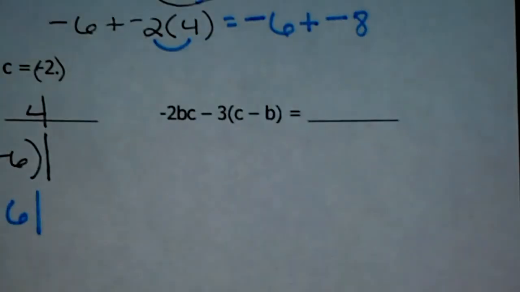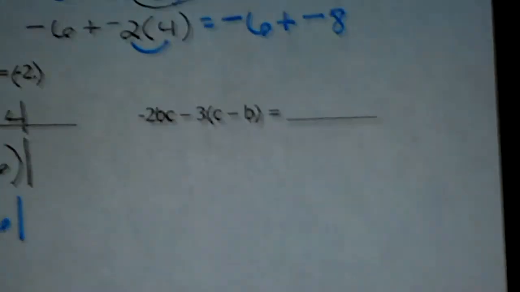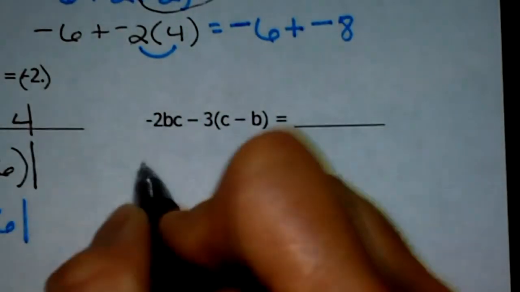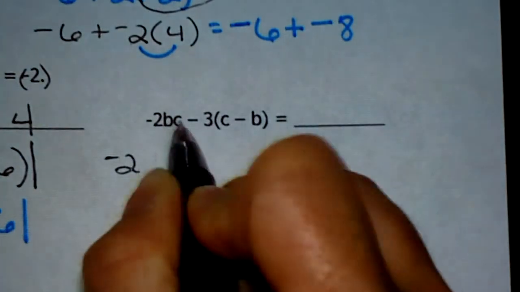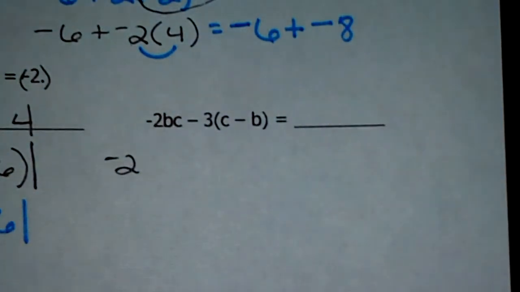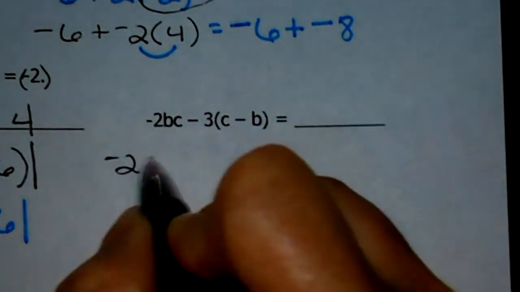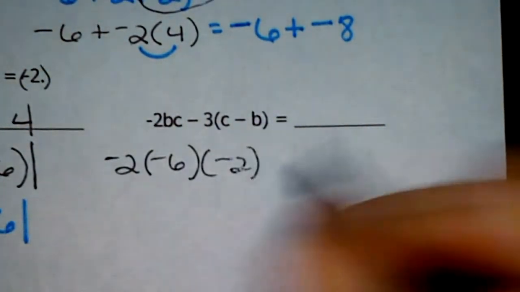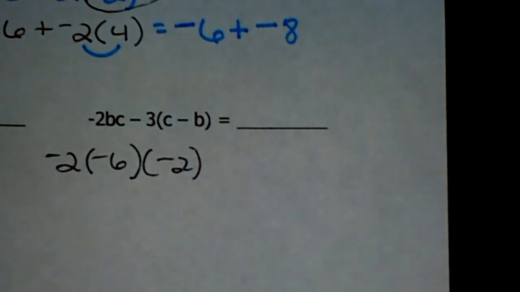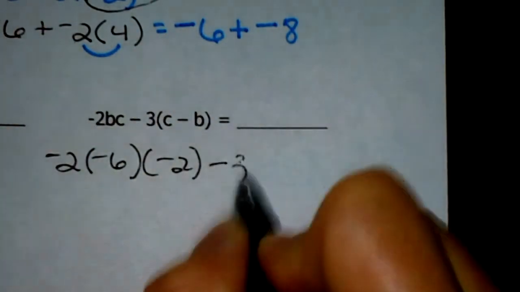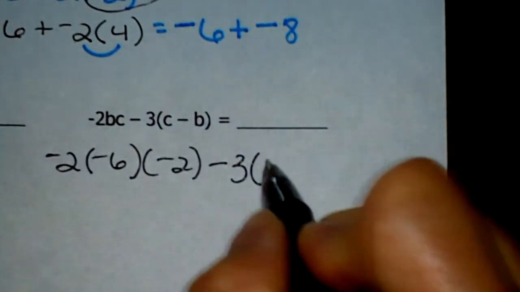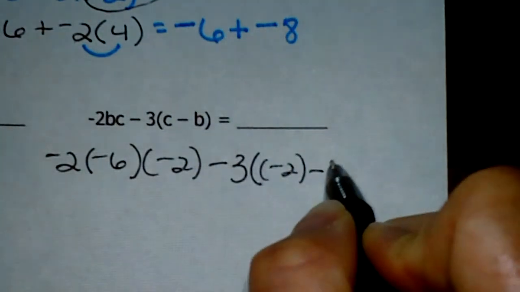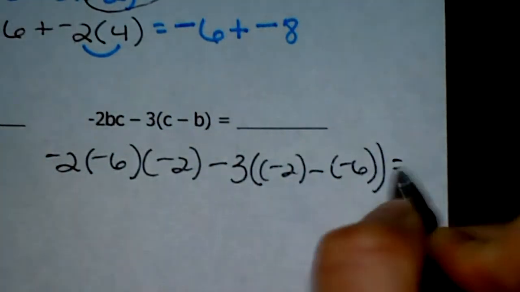Alright, this one looks kind of crazy. It's not too crazy. Let's plug our values in. So negative 2 next to B, next to C, that means all multiplication. Number next to a letter means you're multiplying them. So we said that B was negative 6, C was negative 2. I'm not going to change anything yet. None of my signs get changed yet. Minus 3, and then I have C, which is negative 2, minus B, which is negative 6.